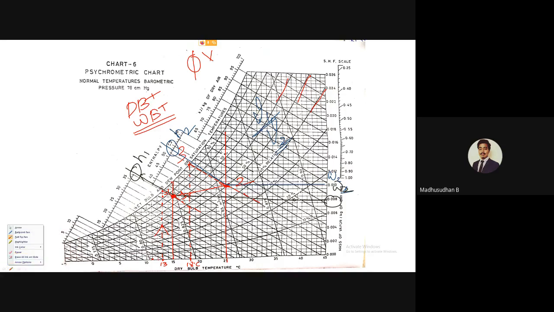So this is your specific volume line here. So parallelly you just draw a line like this. Whatever approximate value you will get, that is your specific volume at stream 1. Similarly, this is a 0.85 meter cube per kg specific volume line. So parallel to it, just draw a line like this. Whatever this particular value comes here is your specific volume at stream 2.